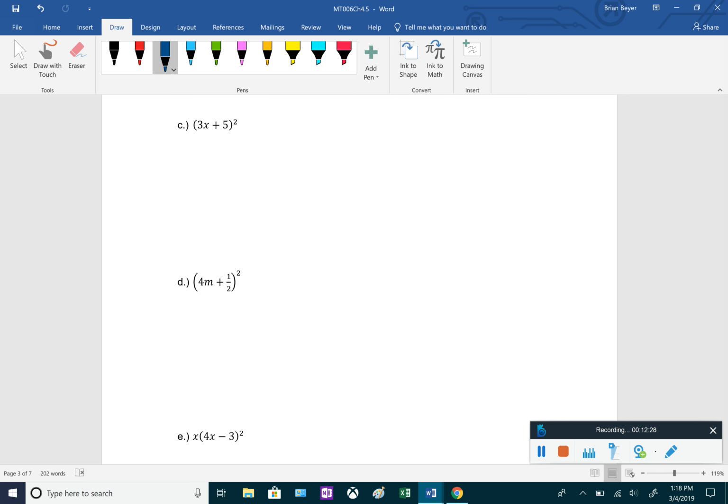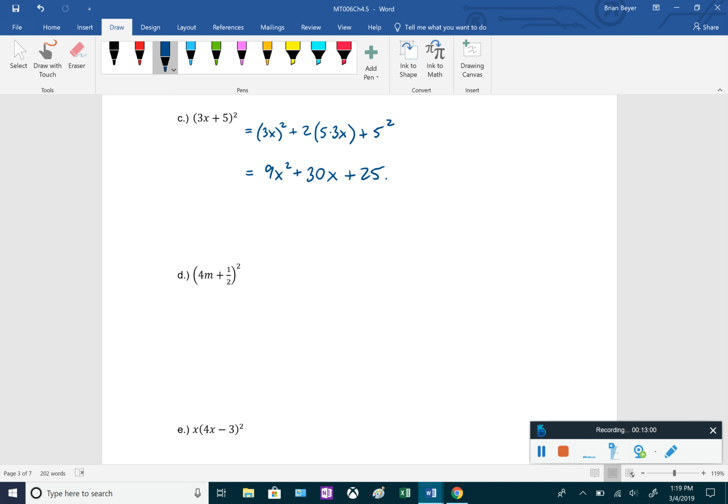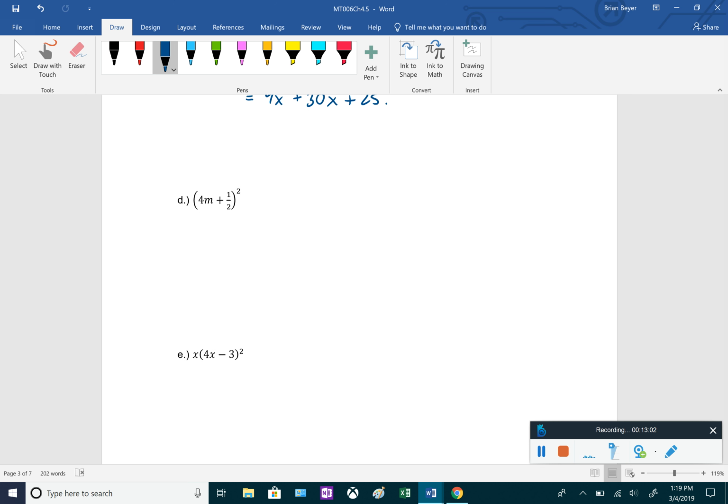Next one, 3x plus 5 squared. So it's going to be the first one squared plus 2 times both of them being multiplied together plus the last one squared. 3x in parentheses squared ends up being 9x squared because we have to square them separately. 2 times 5 times 3 is 30. So plus 30x plus 5 squared, which is 25. Okay, so definitely a lot quicker with that one, knowing the shortcut so we don't have to FOIL it out.